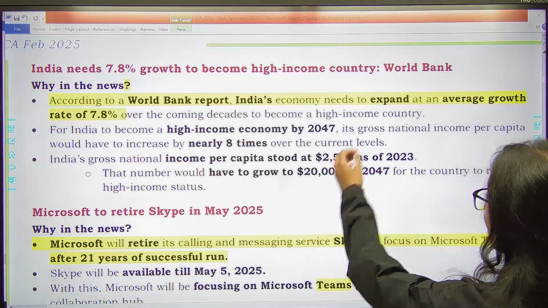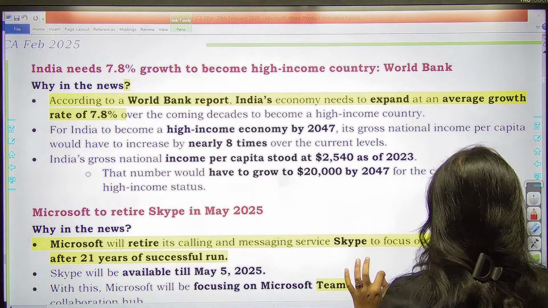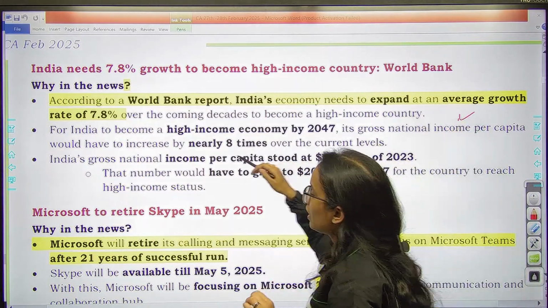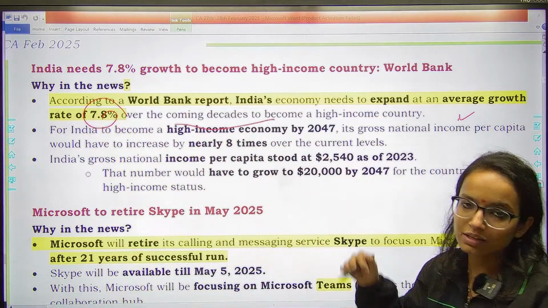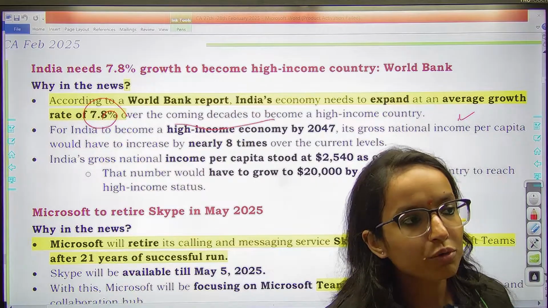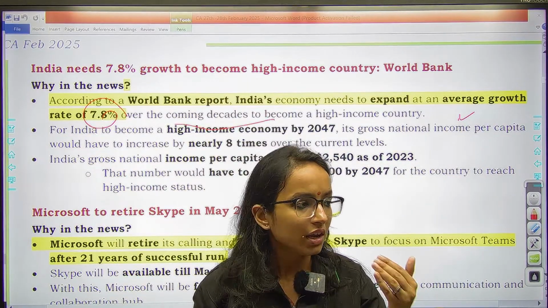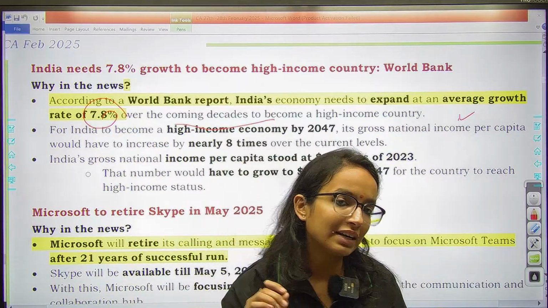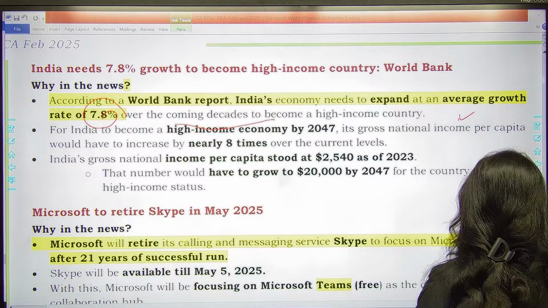The next one is, according to the World Bank recently, India's economy needs to expand at an average growth rate of 7.8% over the coming decades to become a high income country. High income group में आने के लिए the classification as per World Bank, if we want to be there, in coming decades we must have at least 7.8% of average growth rate.